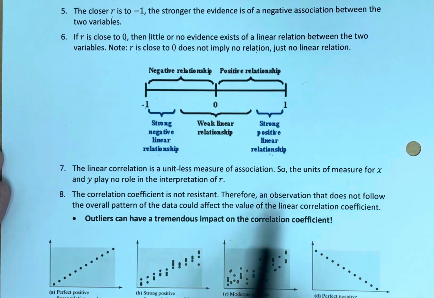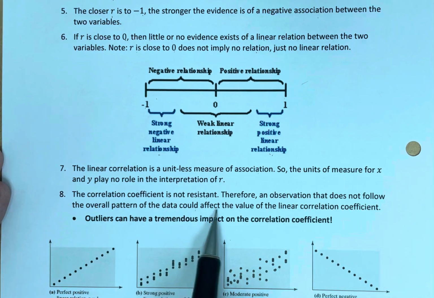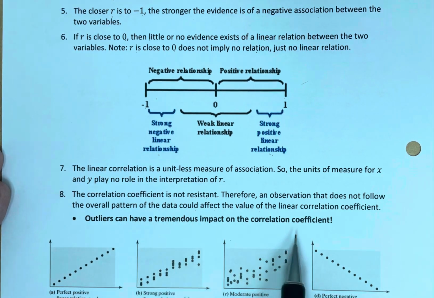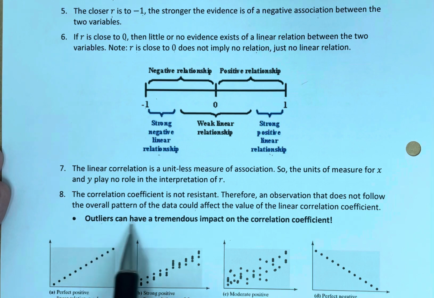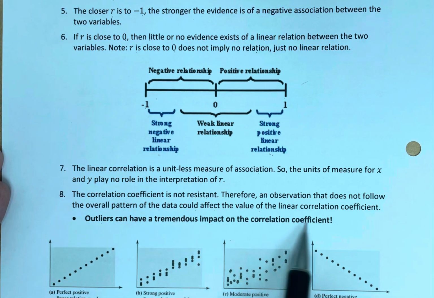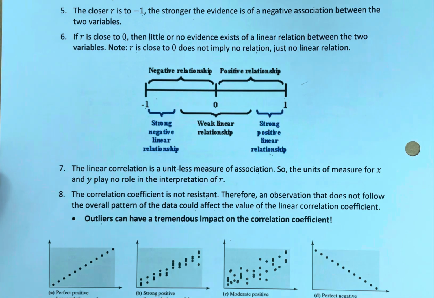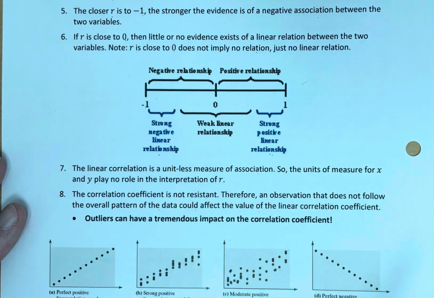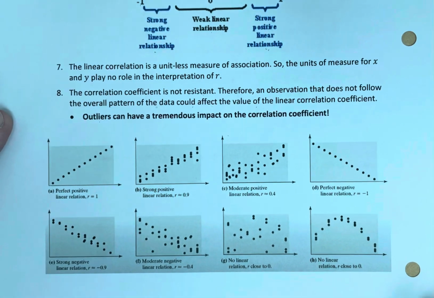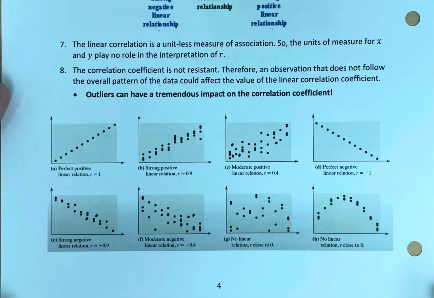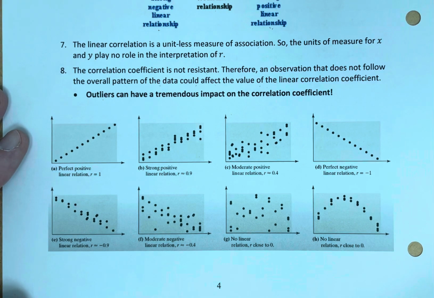An observation that does not follow the pattern can affect the value of the coefficient. In other words, and I have here in bold, outliers can have quite an impact on the correlation coefficient, and we're going to want to keep that in mind, that an outlier that doesn't make sense for the rest of the data can have an impact on that number of the linear correlation coefficient.